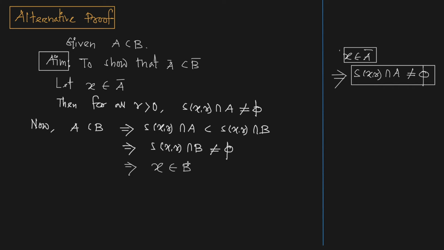So from this we conclude that x belongs to B bar. I assumed x belongs to A bar, and we got x belongs to B bar. So therefore we get A bar is a subset of B bar. Clear? This is the alternative proof.